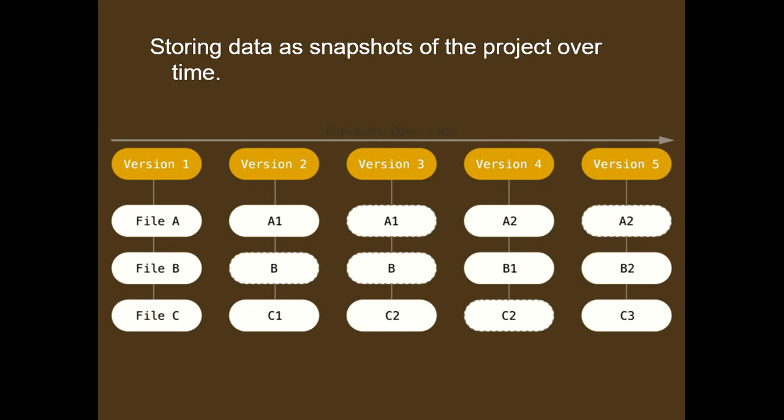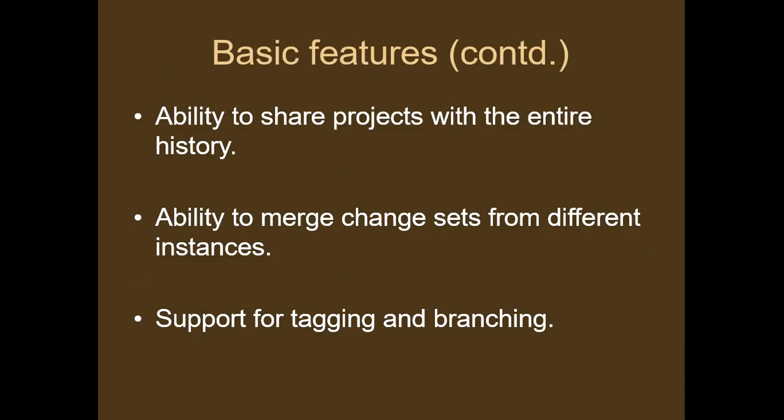In version 4, you can see that A1 has changed to A2, B has changed to B1, and C2 is the same. So this allows us to reuse one component. In version 5, as you can see, A2 is the only one unchanged and both of the others are changed.